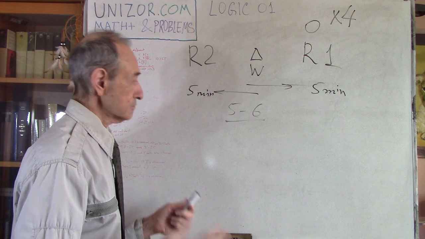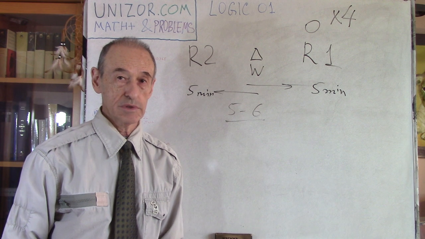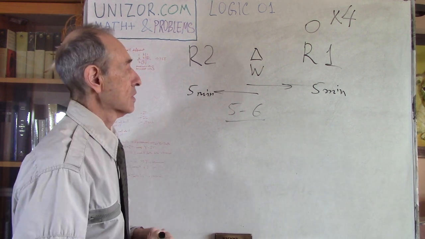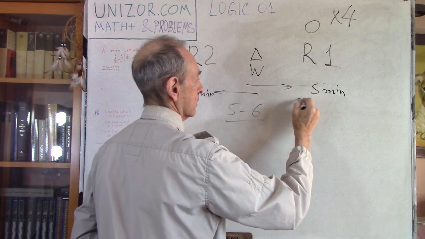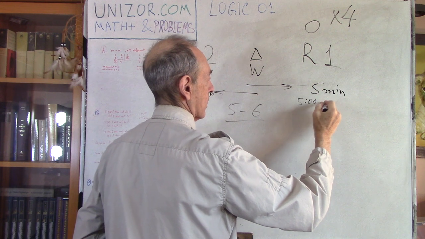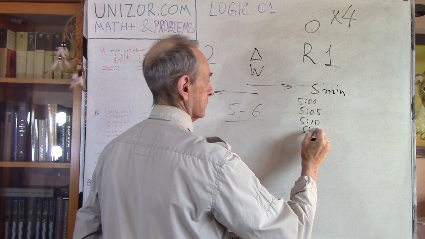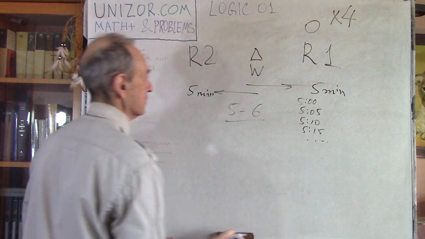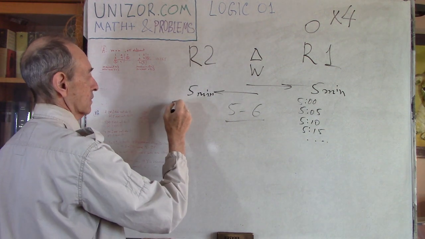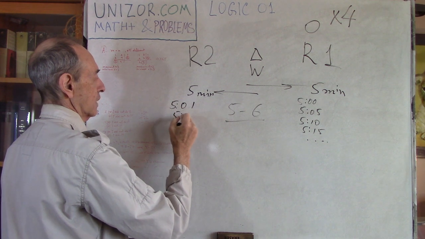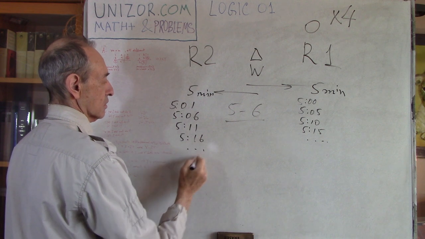Okay, here is the solution. It's all in the schedule of the train. Let's assume that the train in this direction comes at 5:05, 5:10, 5:15, etc. Every 5 minutes. The train in this direction comes at 5:01, 5:06, 5:11, 5:16, etc.